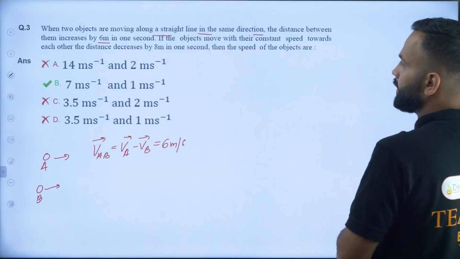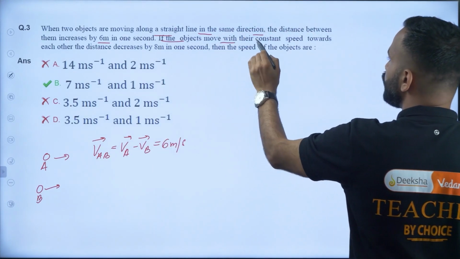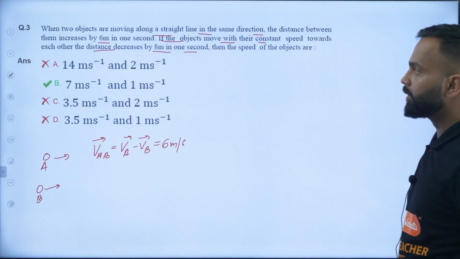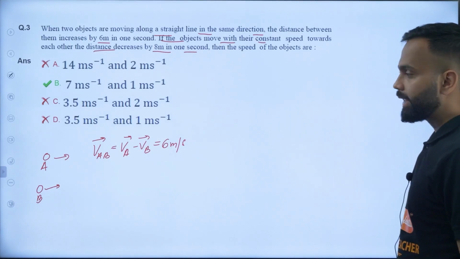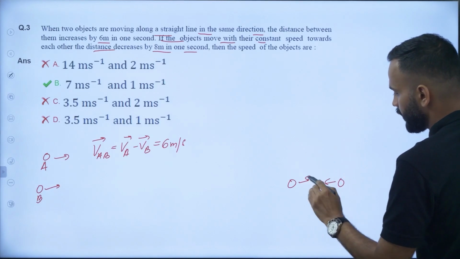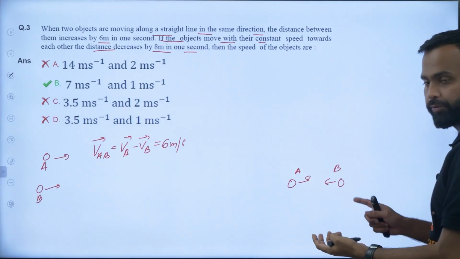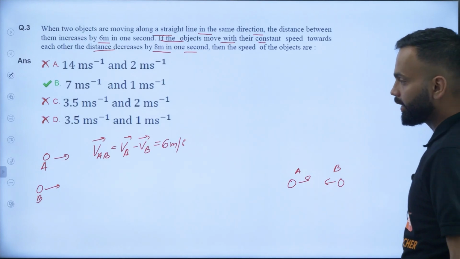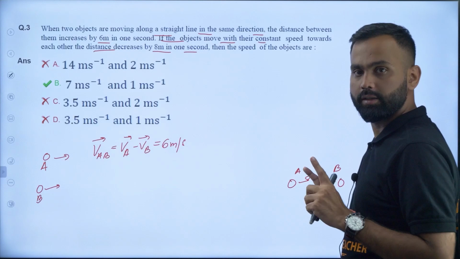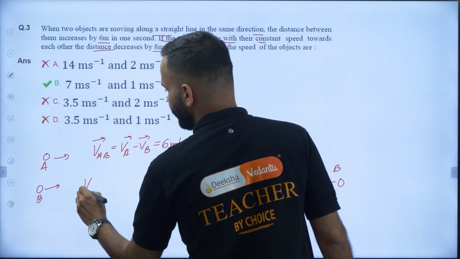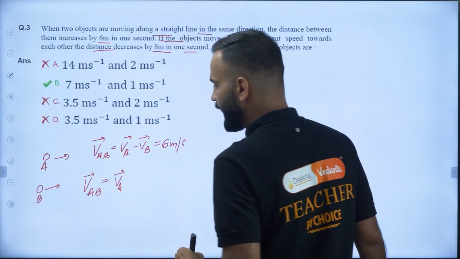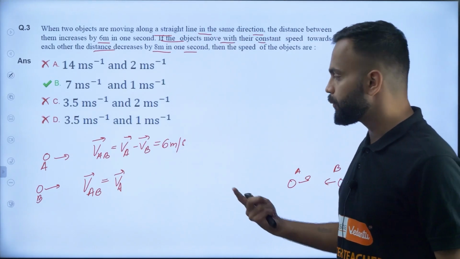And then if the objects move with their constant speed towards each other, the distance decreases by 8 meter per second, 8 meter in 1 second. That is, object A and B both are moving in opposite direction, right? The distance between them decreases by 8 meter in 1 second. That is, the relative velocity between A and B is 8 meter per second. So VAB in second case will be VA minus of minus VB, that is VA plus VB.